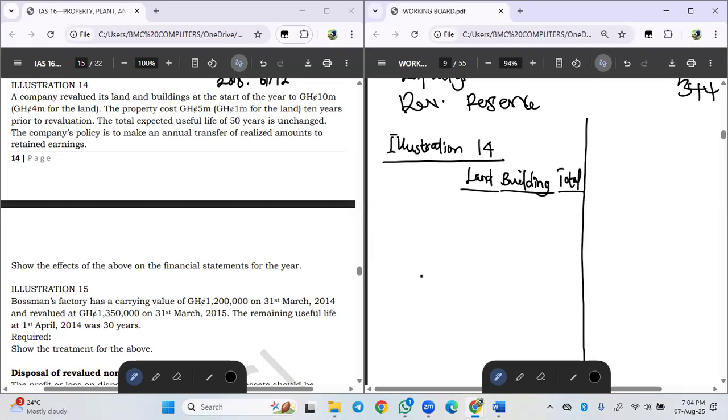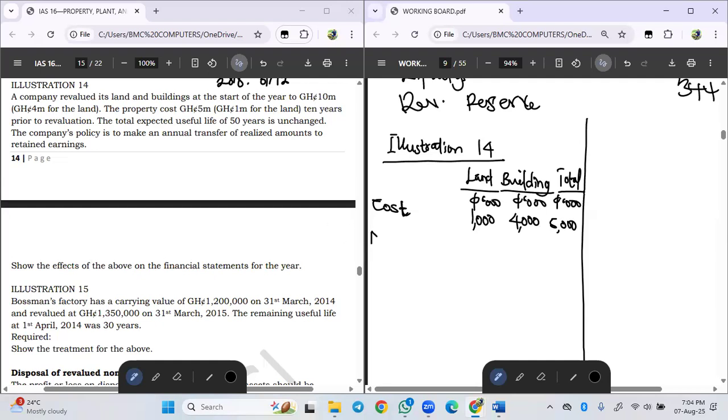Now the first one will be the costs. This one is in millions, so let me drop 3 zeros. So the cost is what? 5 million. 1 million for the land. That means 1,000 for land. If 1,000 for land, then 4,000 will be for what? Building. The total will be 5 million.